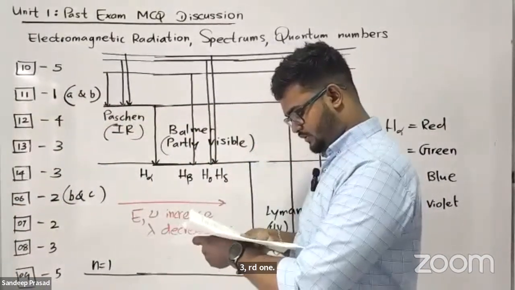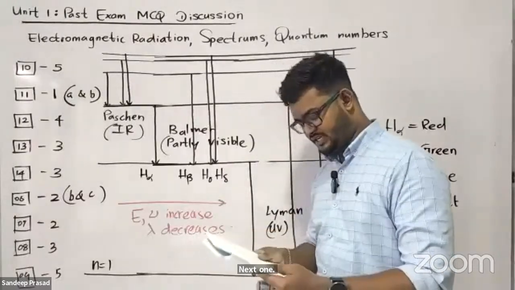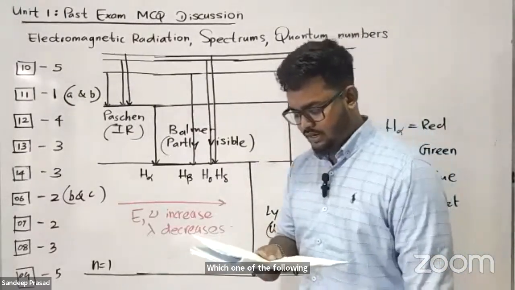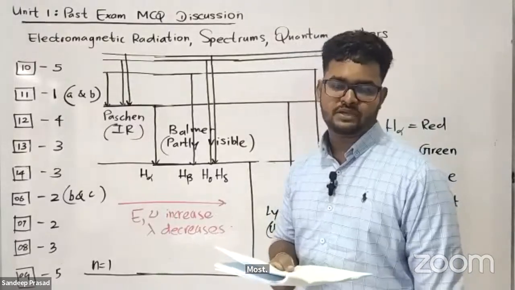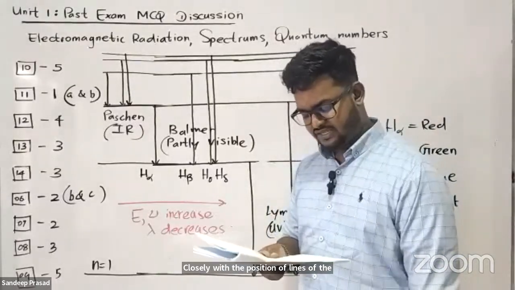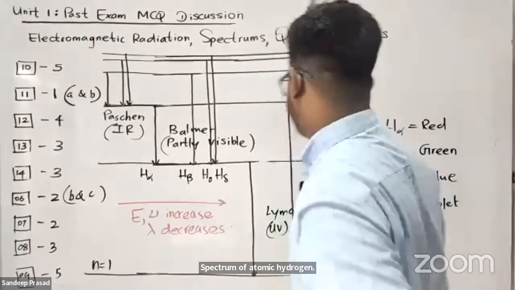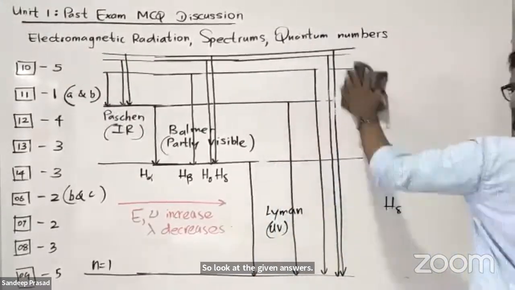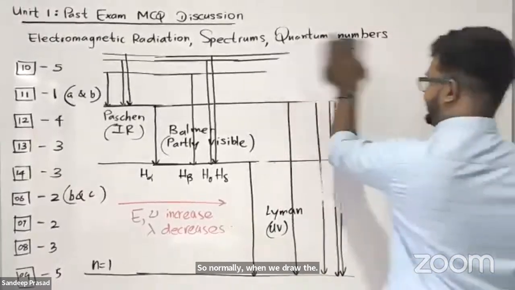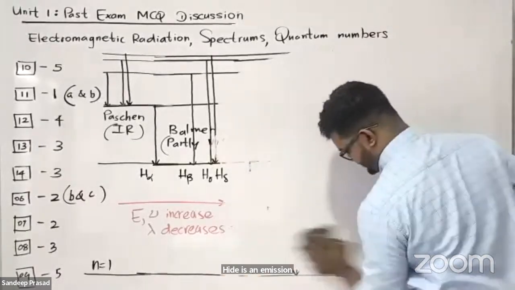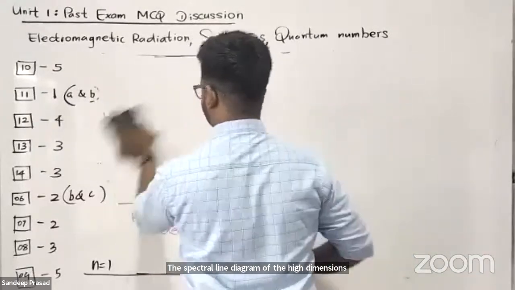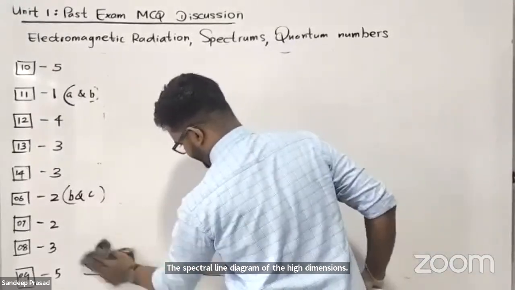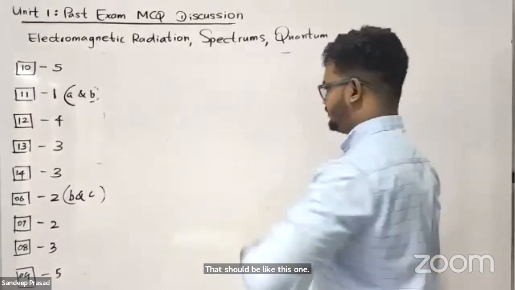Next one, which one of the following patterns corresponds most closely with the position of lines of the spectrum of atomic hydrogen? So look at the given answers. Normally when we draw the hydrogen emission spectrum, the spectral line diagram of the hydrogen emission spectrum, it should be like this one. The spectral line diagram for the emission spectrum.